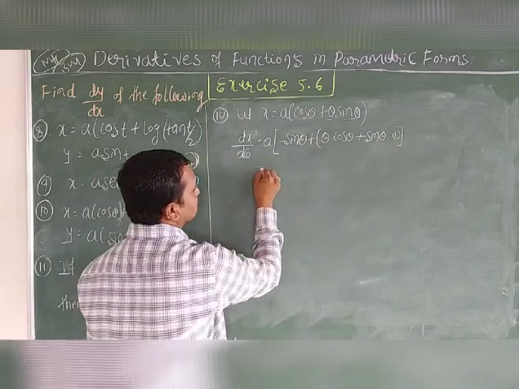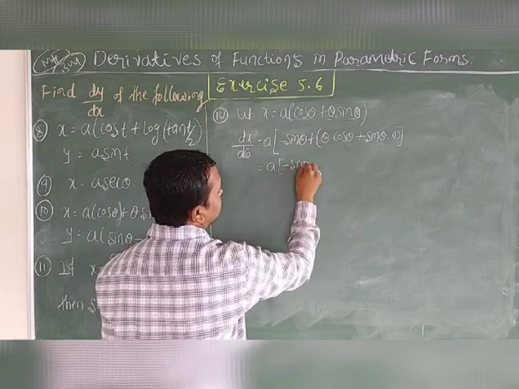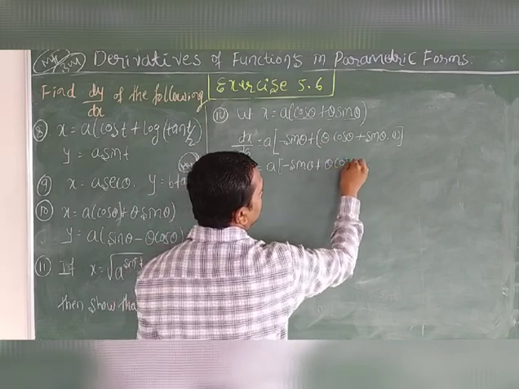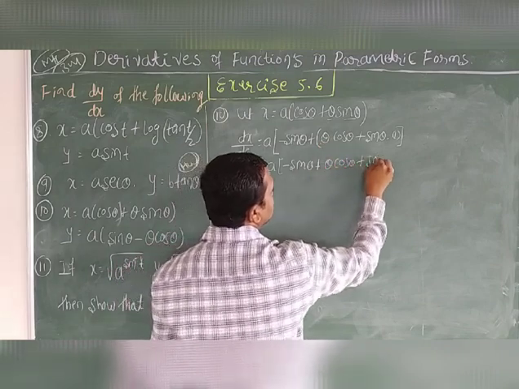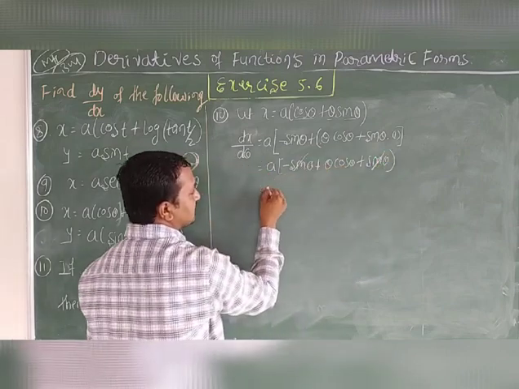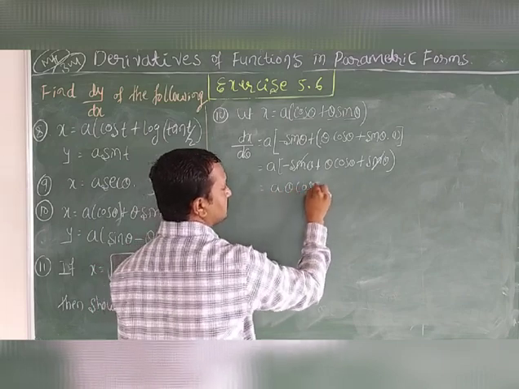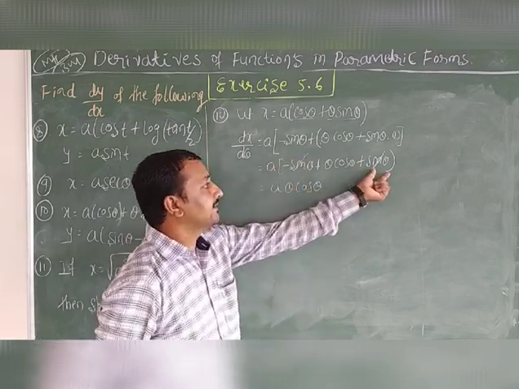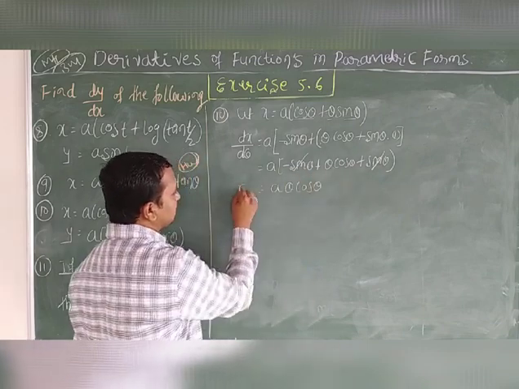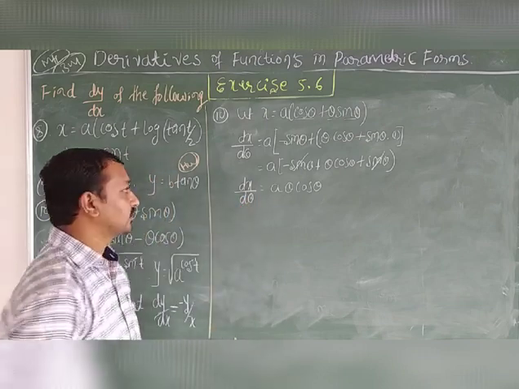Okay. Then next, a keep as it is. Here this is minus sin theta plus theta cos theta, plus this is sin theta. Here plus sin theta and minus sin theta get cancelled. The remaining answer is a in the bracket theta cos theta. Is that clear? Here minus sin theta and plus sin theta get cancelled. Theta cos theta into a is a theta cos theta. This is dx by d theta.